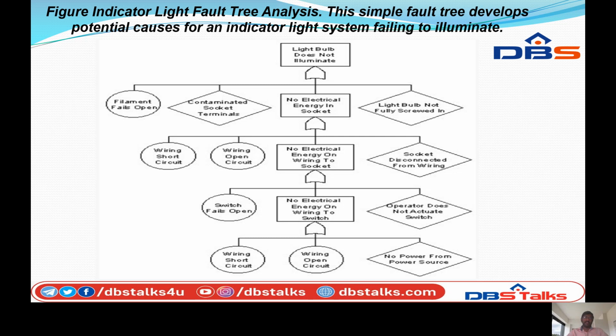So we can see the figure. This is the arrangement of the fault tree analysis. This is the light bulb does not illuminate. When the light bulb does not illuminate, it means the light bulb is not working. So what are the steps we can design in the fault tree analysis?